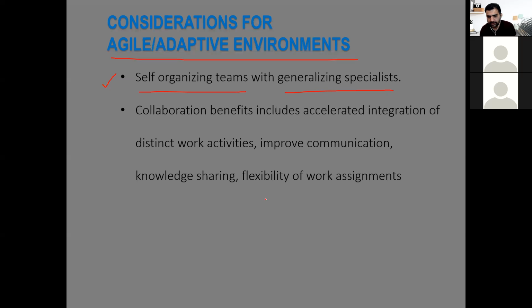Are they just like maybe subject matter experts that come in as and when requested? Yep. So previously we used to use one term that was jack of all trades. A jack of all trades is someone who knows a little bit about everything, but is not an expert in anything. Master of none, but jack of all trades. But generalizing specialists is a bit different concept.